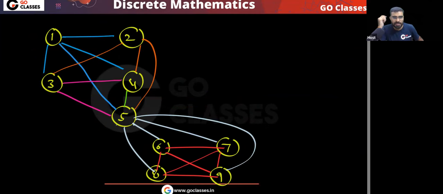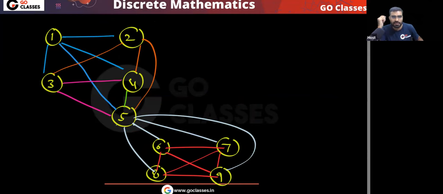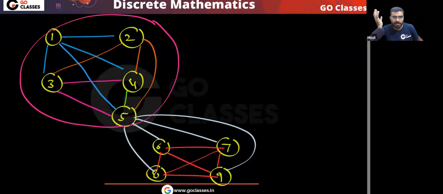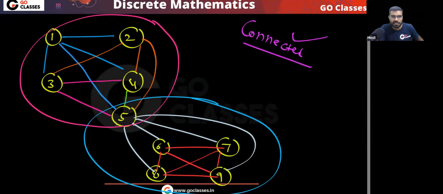If you notice what is happening here, you have a complete graph here and a complete graph here, and this 5 is joining them. This 5 is, I can say, the bridge connection between both of them. Yes or no? And 5 is connecting both of them. So anyway, is this connected? Yes, this is connected.